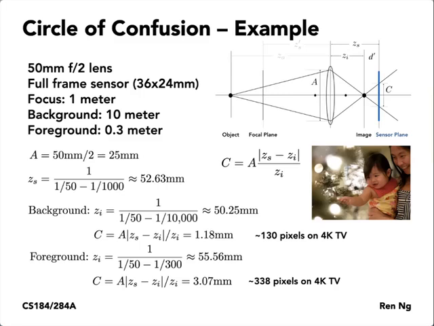Okay, is C the diameter? Yes, C is the diameter of the circle of confusion. A is the diameter of the opening in the lens. Which formula is used for the Z sub S?